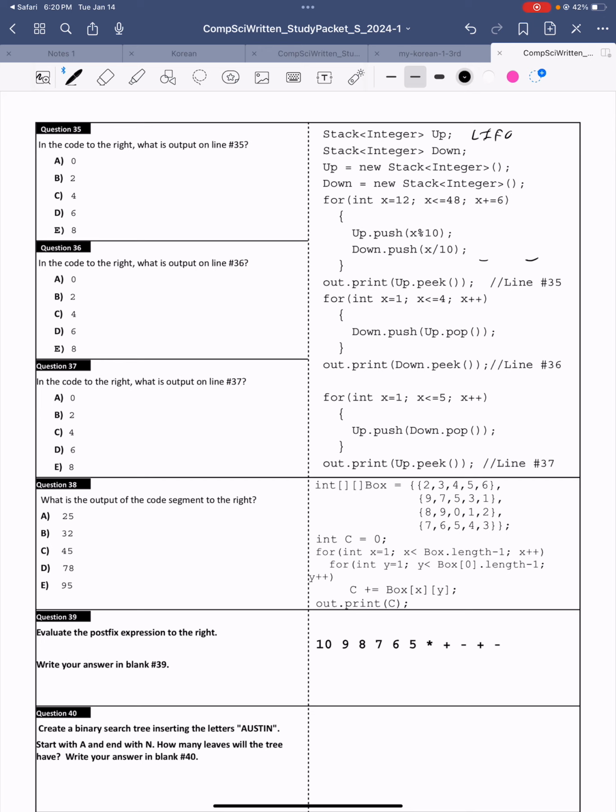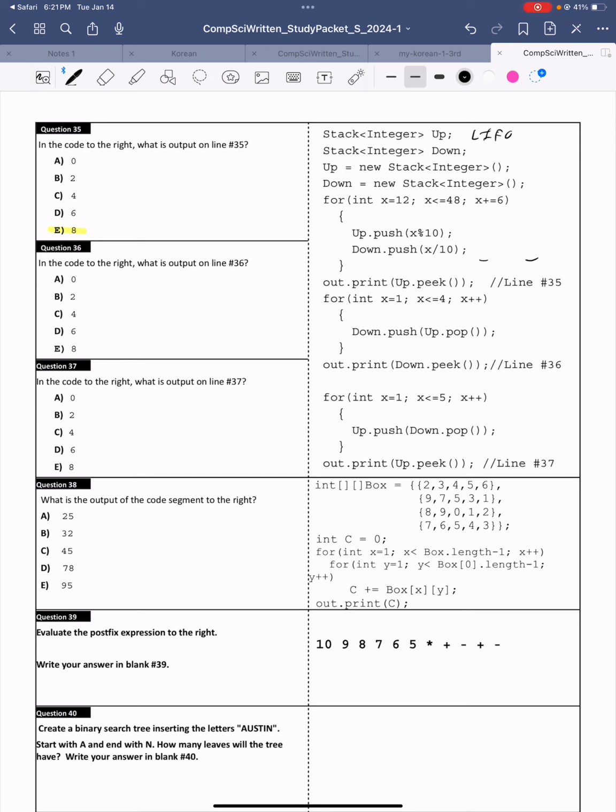But line 35 says, what do we want? We want up.peek. So we want to take a peek at the first one in up. So who cares what down is right now? So we're going to keep adding 6 to 12 up until we reach 48. And 48 is a multiple of 6, so we're going to stop at 48, and the answer is just going to be 8 because 48 mod 10 is 8, and that's going to be at the very top of the stack over here.